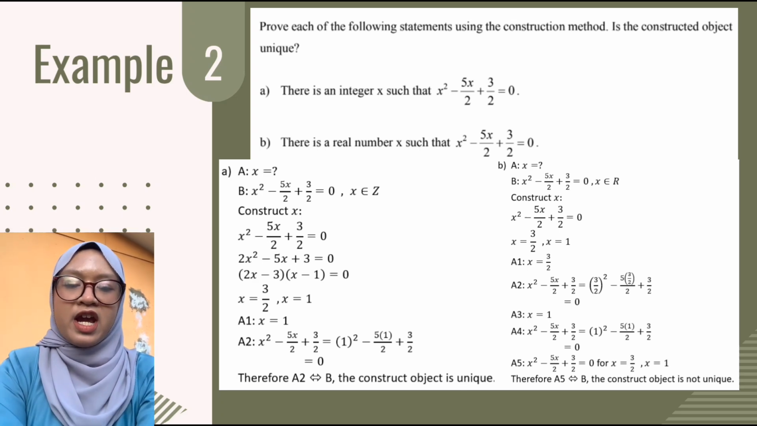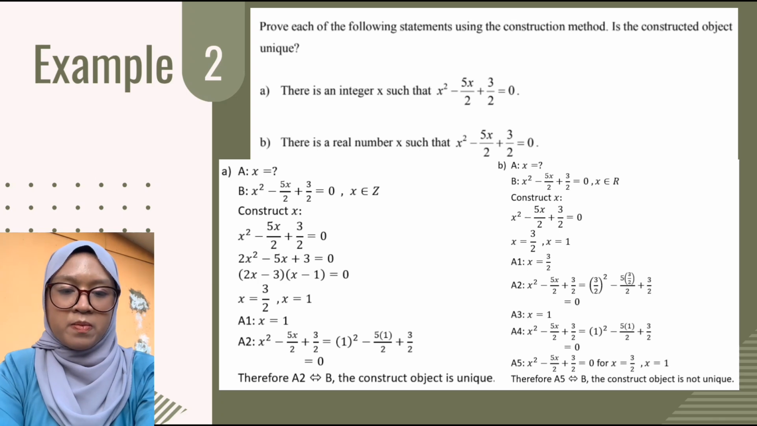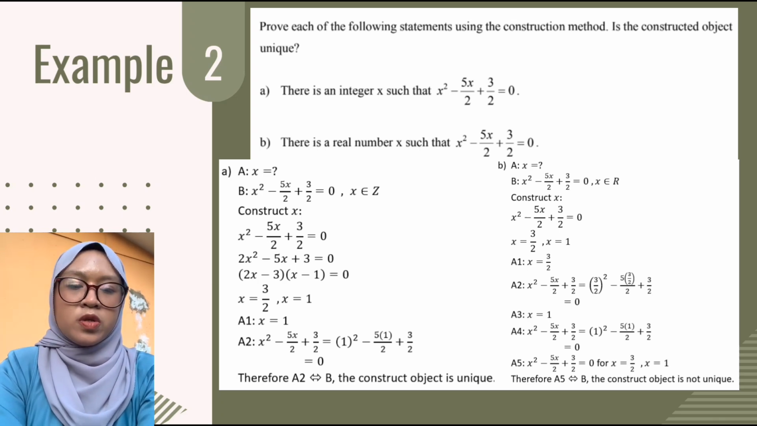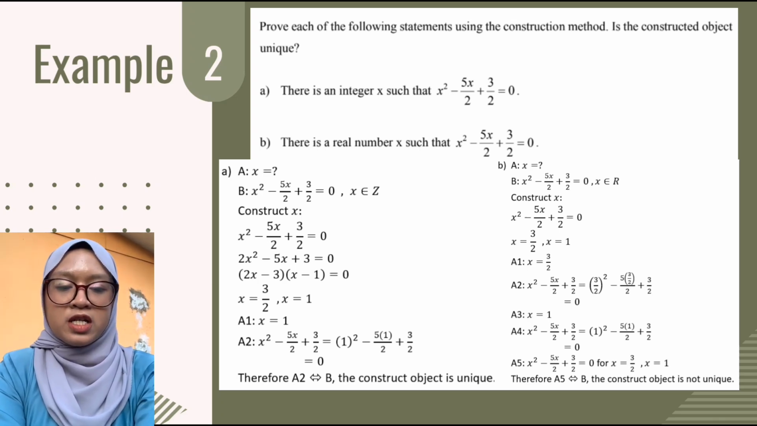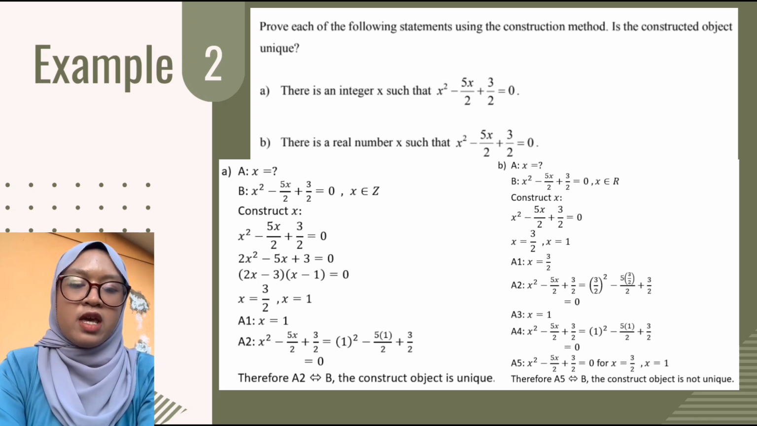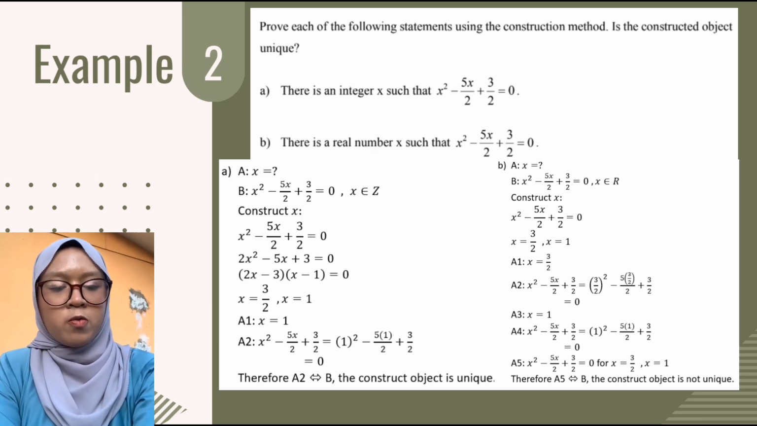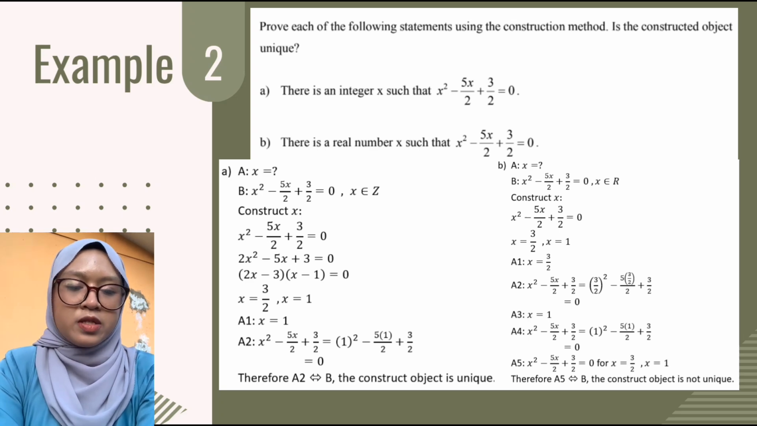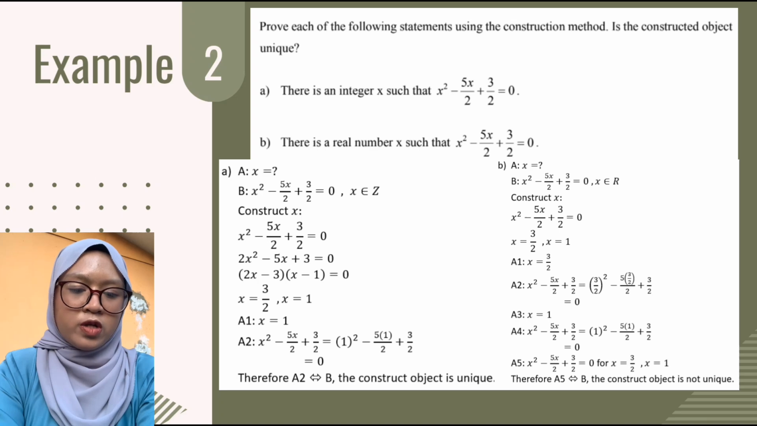And the next is B. There is a real number x, with the same equation, but the difference is x is a real number. First, we construct x, and we get the same 3 over 2 and 1. Because it is a real number, we can choose both numbers. When we replace x with 3 over 2, we get 0, and when we replace it with 1, we also get 0. So for A5, x squared minus 5x over 2 plus 3 over 2 equals 0 for x equal to 3 over 2 and x equal to 1. Therefore, A5 equals B. The constructed object is not unique.